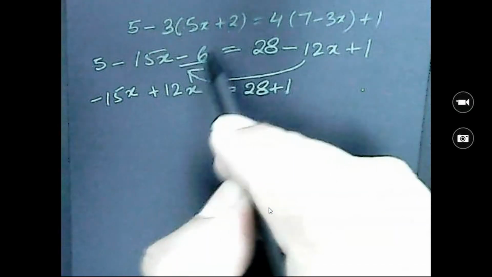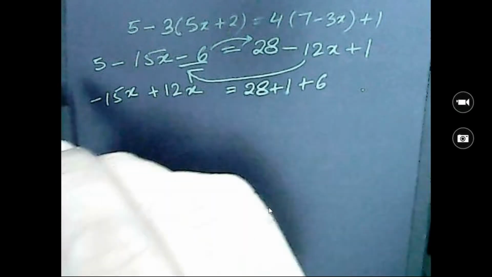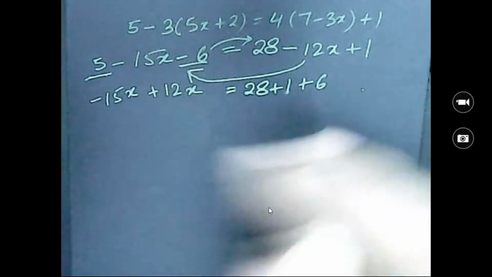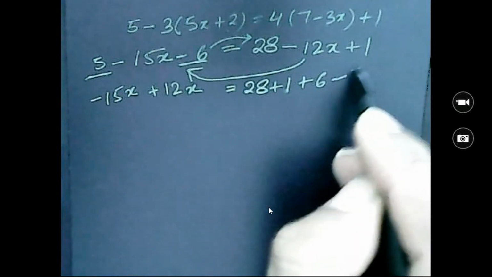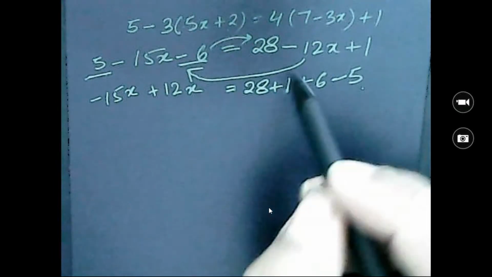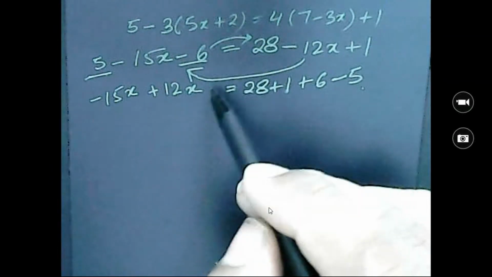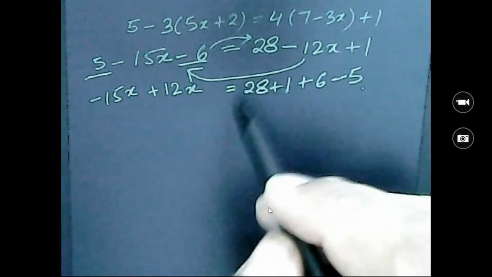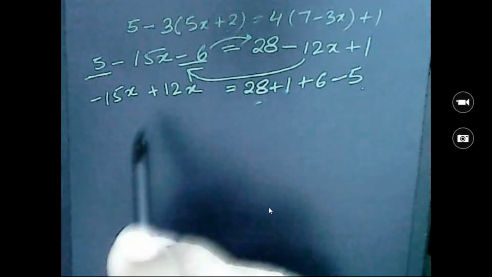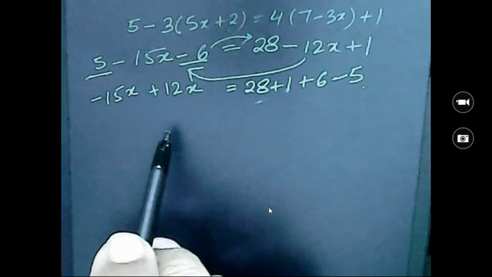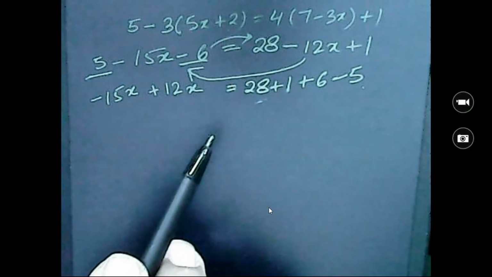Now equals to 28 plus 1. Now here it is minus 6. Once you move it to the right hand side, it will become plus 6. Here it is plus 5. Once you move it to the right hand side, this will become minus 5. Alright, so take very good care of this equality sign. If you move anything across this equality sign, the sign of that particular number will get changed. So here we have minus 15x plus 12x.